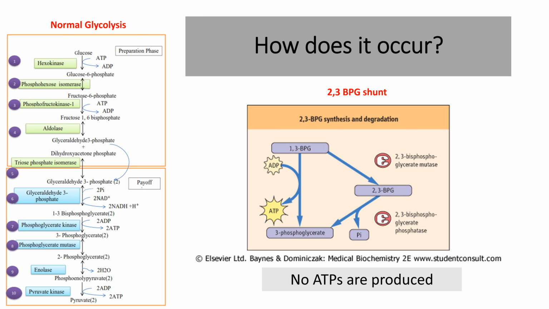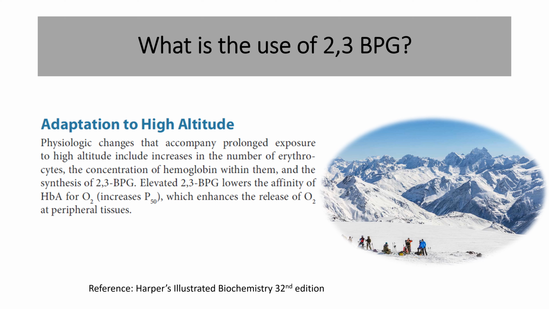So what is the purpose of this compound? That comes under the clinical relevance section: what is the use of 2,3 bisphosphoglycerate. It is one compound produced in our body that helps in adaptation to high altitude. So this is a clipping from Harper's textbook.